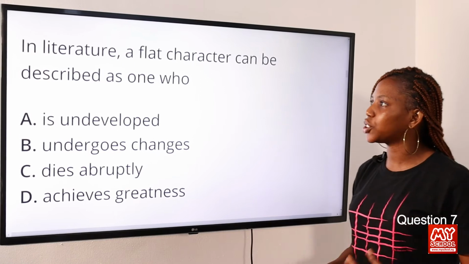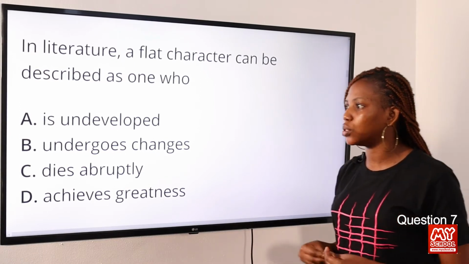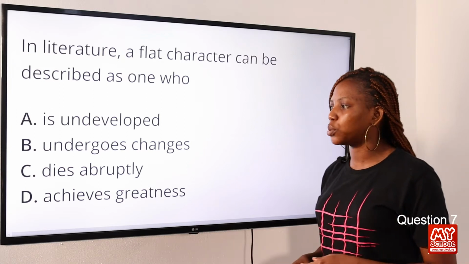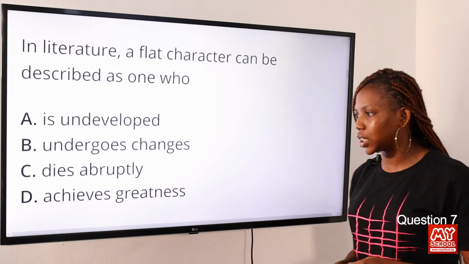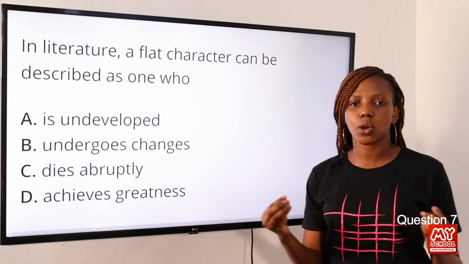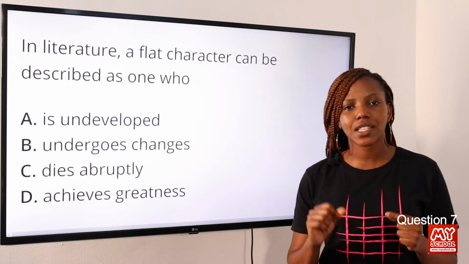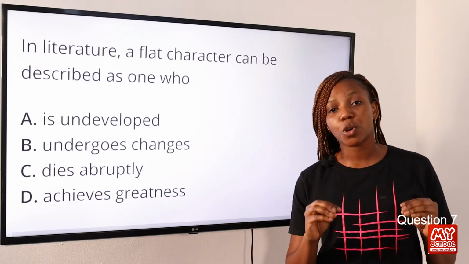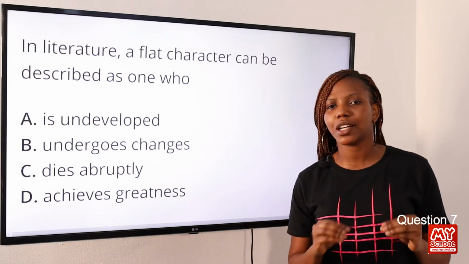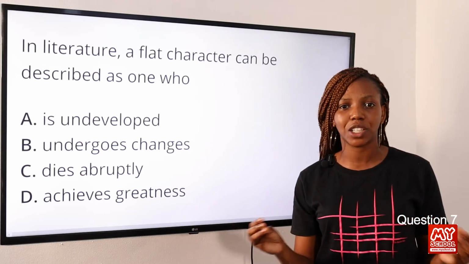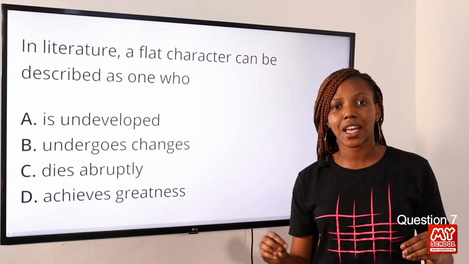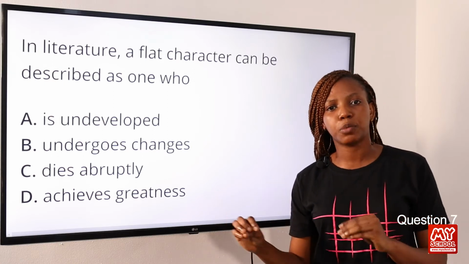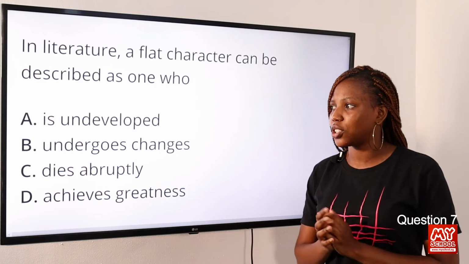Question 7. In literature, a flat character can be described as one who, option A, is underdeveloped, option B, undergoes changes, option C, dies abruptly, option D, achieves greatness. The answer to this question is option A, is underdeveloped. Now, a flat character is a character that has little or no complex personality. What this means is that you can describe the character in one sentence, or you can use a word to describe this character. He does not undergo any changes, and the character is usually underdeveloped by the author. So the answer to this question is option A, is underdeveloped.